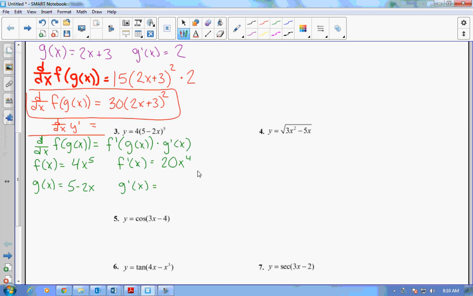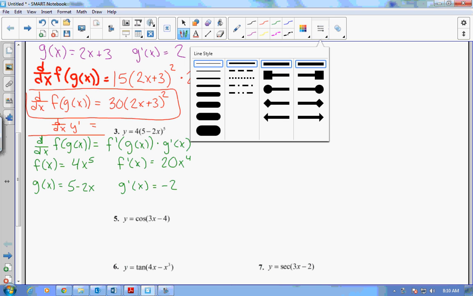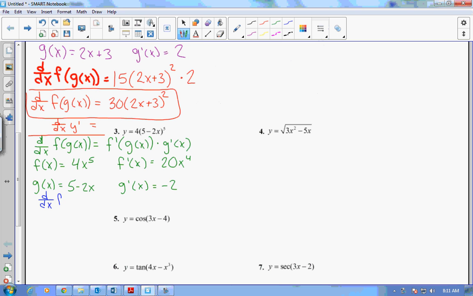Okay, and g prime of x, Ethan? Good, because the 5 would become a 0, right? So negative 2. Okay, now it's just a matter of plugging in d dx of f of g of x using the chain rule. F prime was what again? 20, but where the x is, what am I going to do? Plug in. So I put parentheses and I plug in.